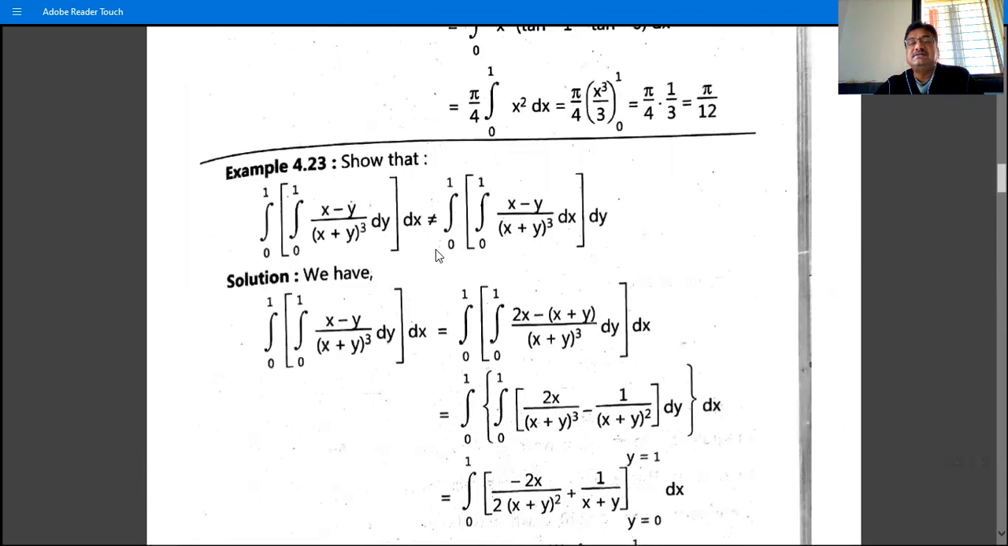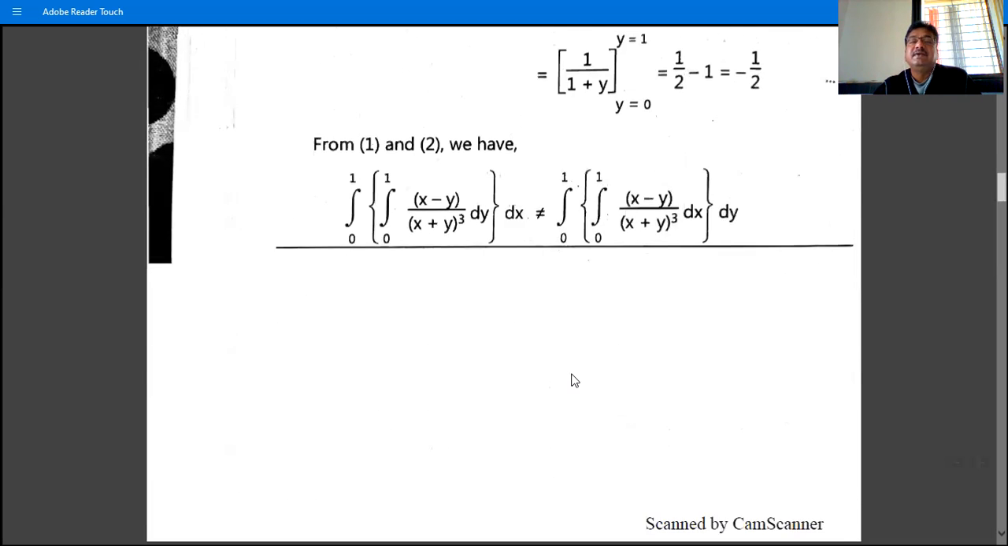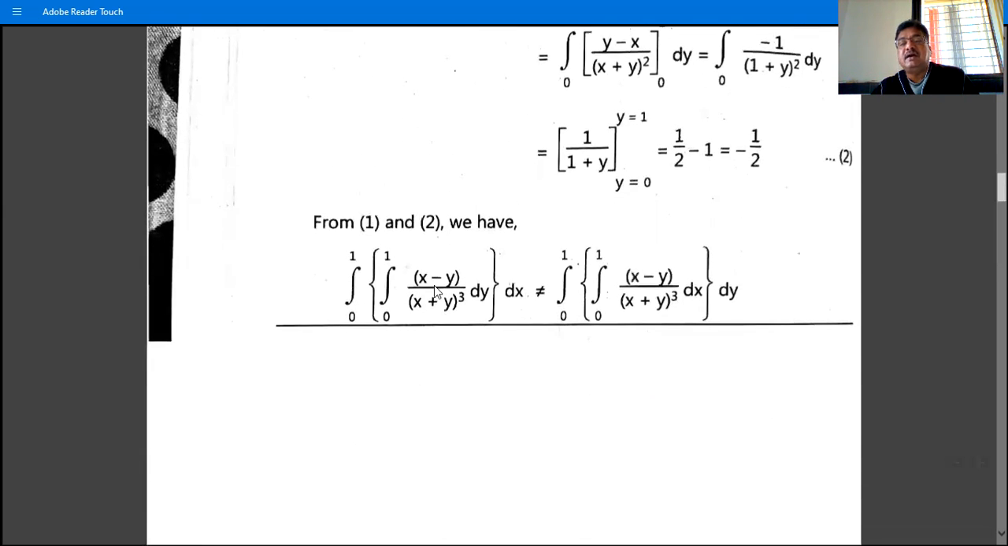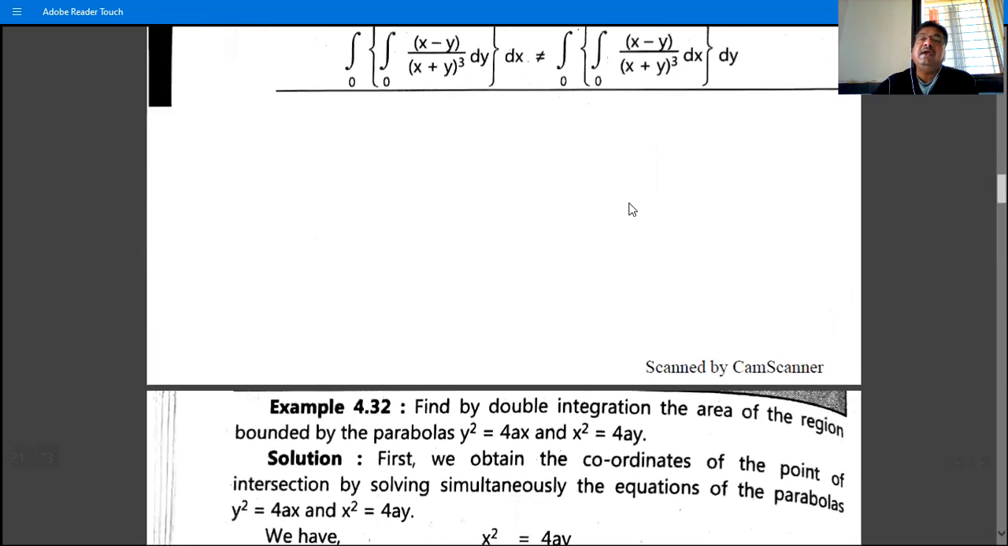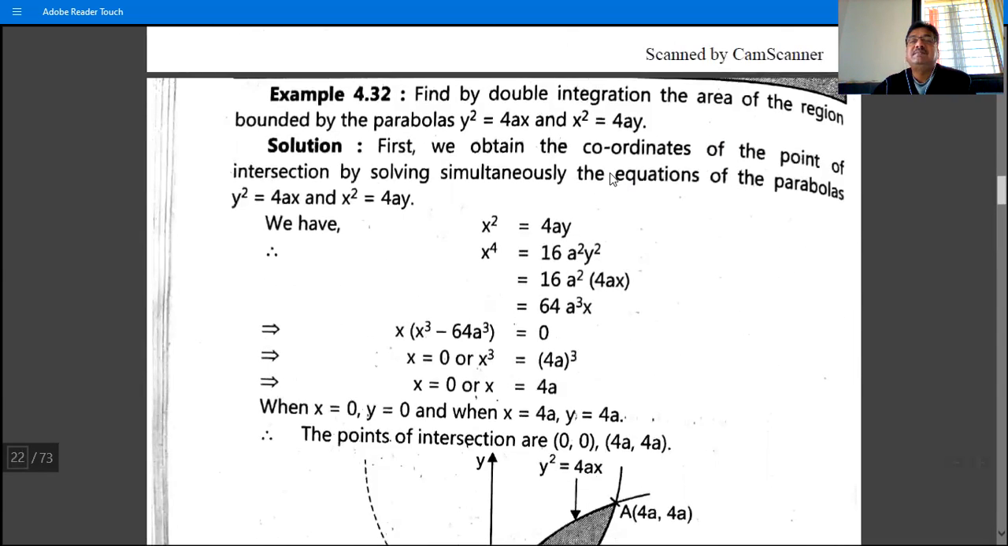So the LHS answer is 1 half, the RHS answer is minus 1 half, and these two are not equal. So if the limits are constant and if the function is not continuous on that region, then we may have a different answer if we change the order. So the same type of examples we will discuss in the next lecture.